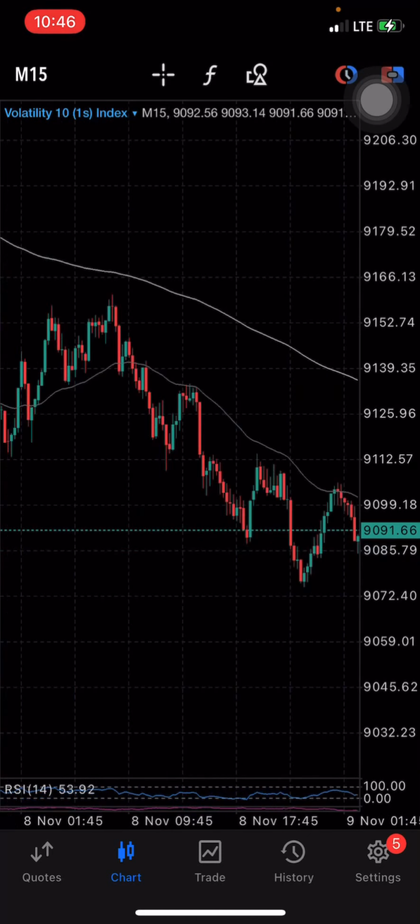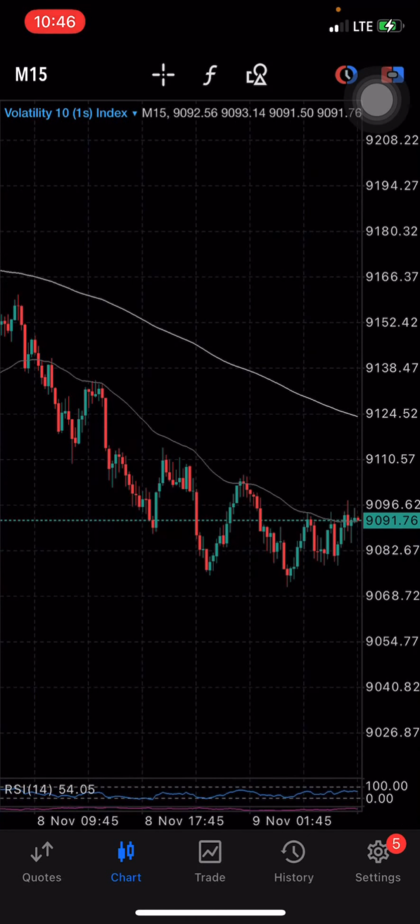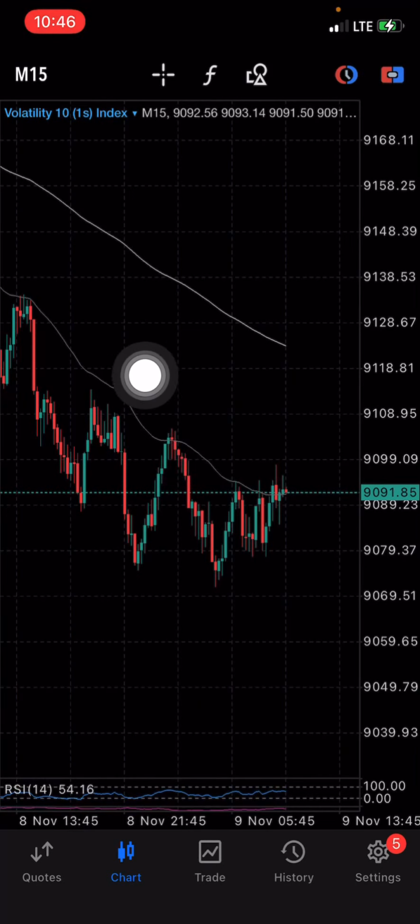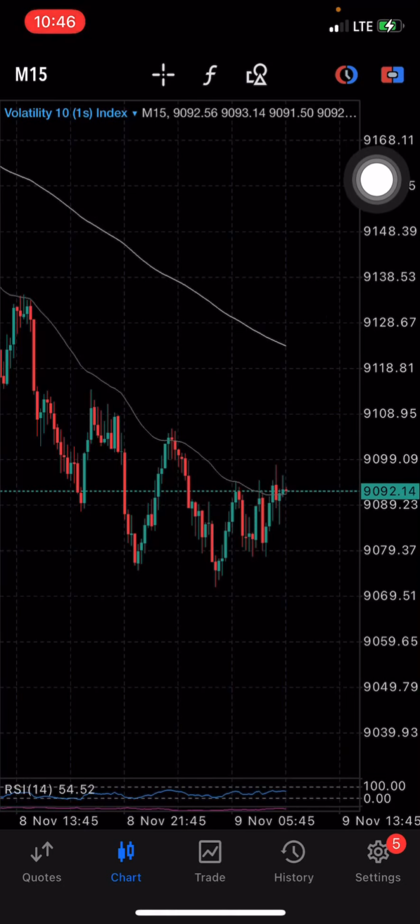Now look at this. How does this strategy apply to zones like this? How do we know that price is going to react off the EMA? How do we know that price is going to reject the EMA? This is how you do it.